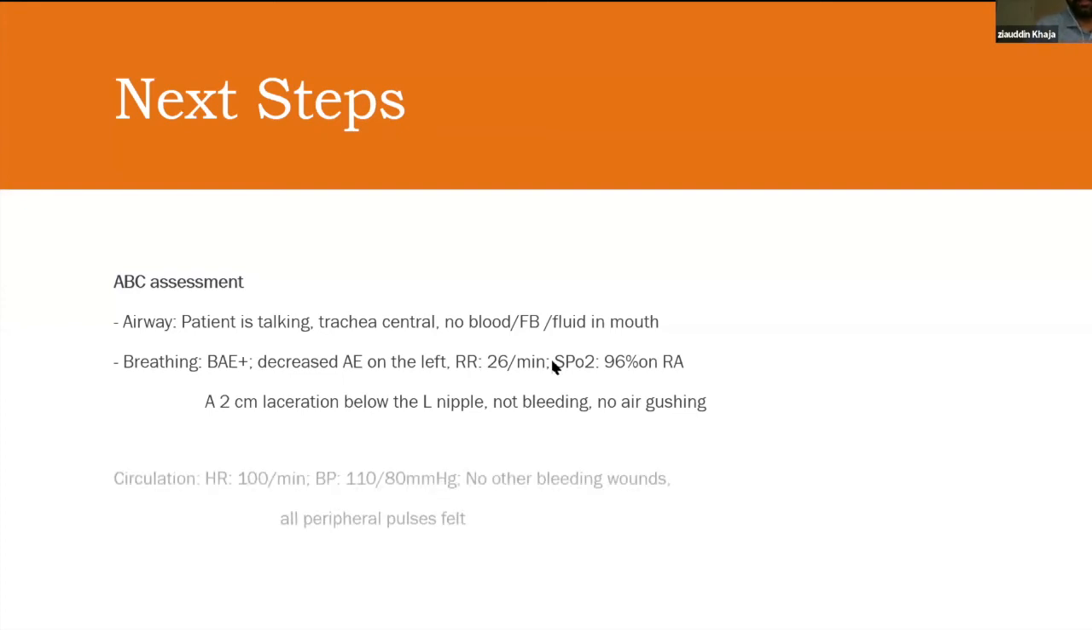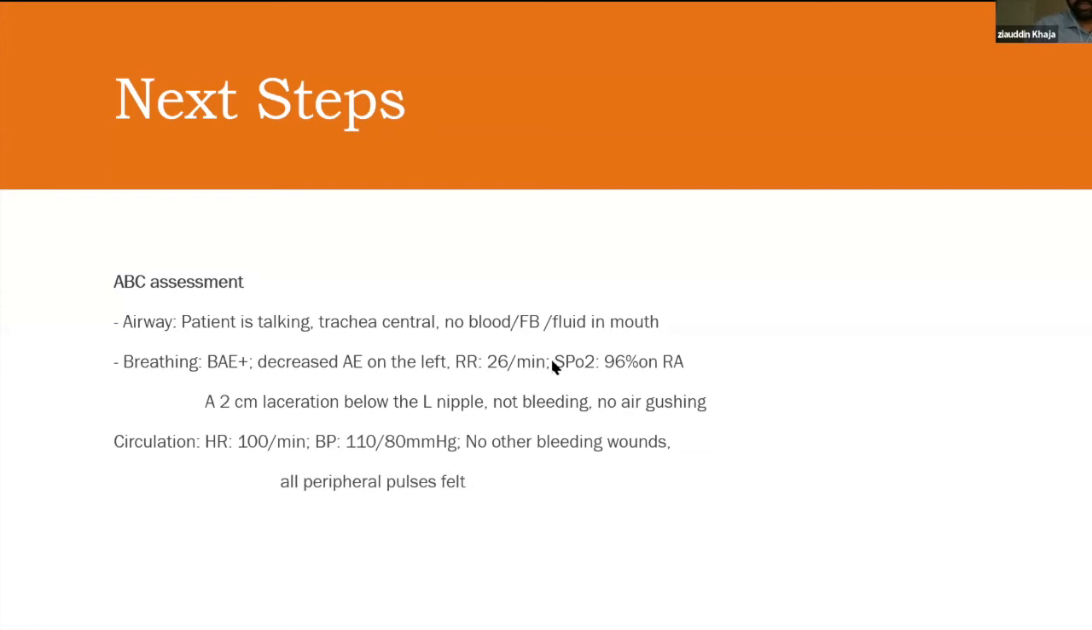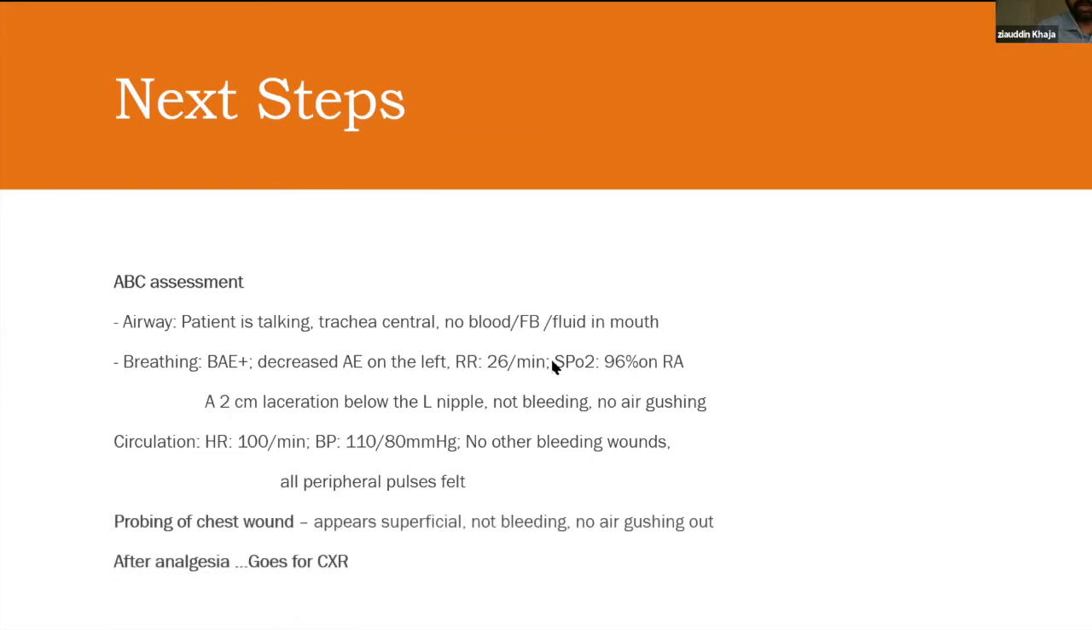So coming to circulation, heart rate 100, blood pressure acceptable, 110/80, no other bleeding wounds, all peripheral pulses are present. So now we've completed ABC, and then you can go to D and E as well. But here, after ABC, now we know that the patient is all right at the moment.